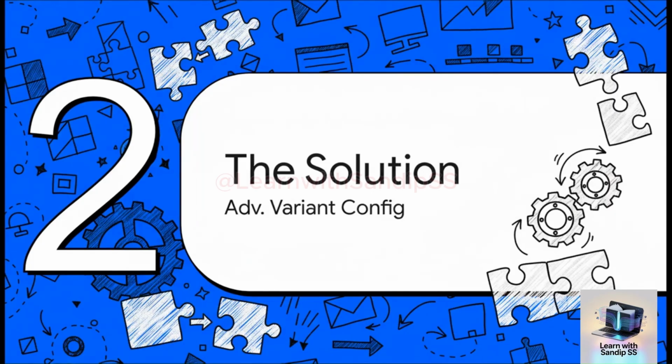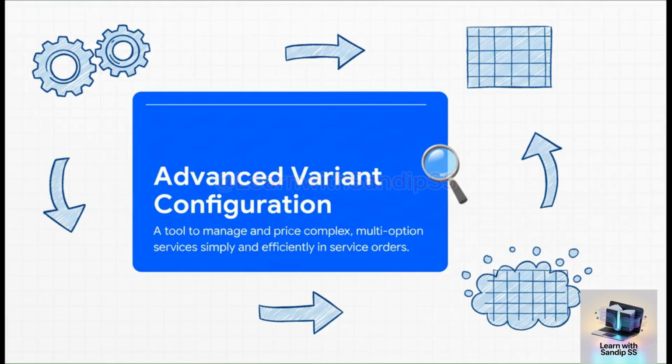Well, the answer lies in a feature called Advanced Variant Configuration, or AVC for short. Let's break down what this thing actually is and how it works. At its heart, AVC is a really smart system for handling products that have a ton of different options. It's designed to take a potentially infinite number of service combinations and let you manage them with, and I'm quoting the source material here, a relatively simple setup.